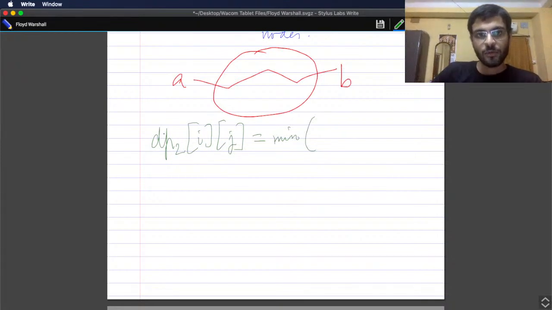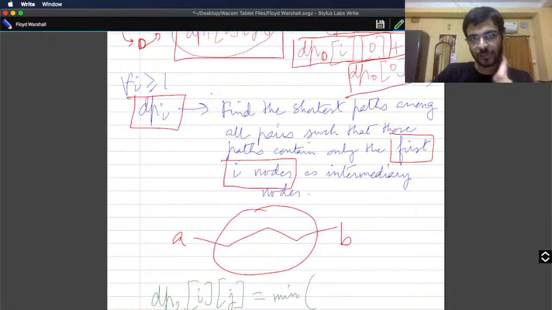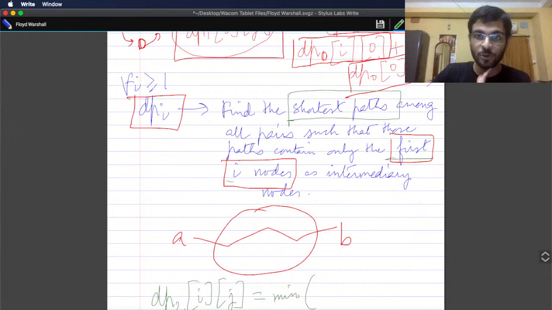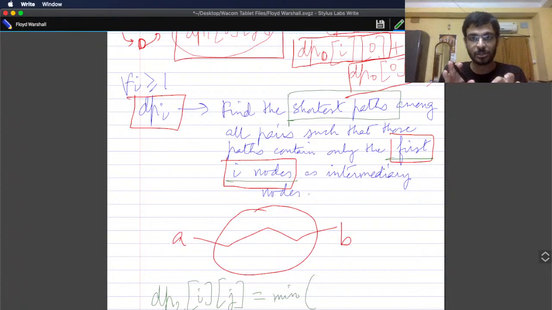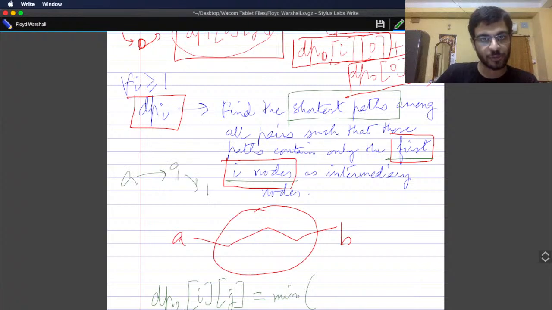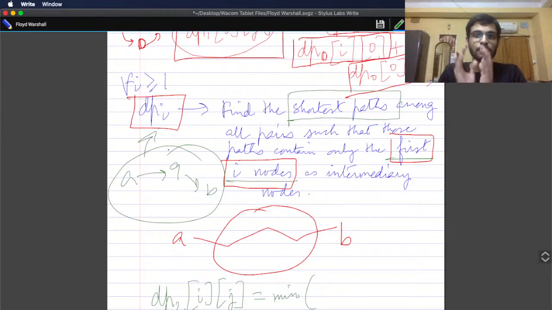So let us see. Just remember this definition: dpi is going to tell me all the shortest paths among all the pairs such that the pairs contain only the first I nodes as intermediary nodes. Only the first I nodes can be intermediary nodes. I cannot have something like, suppose A occurs the best like this, A to 9 and 9 to B. I cannot find this path inside this. I can only keep 0 as the intermediary node, or there has to be a direct edge from A to B. That is only what I am allowing. I will not allow this. So this is the first idea.